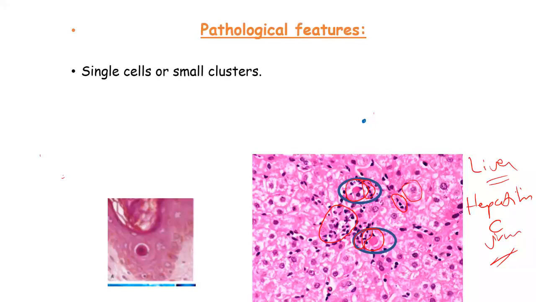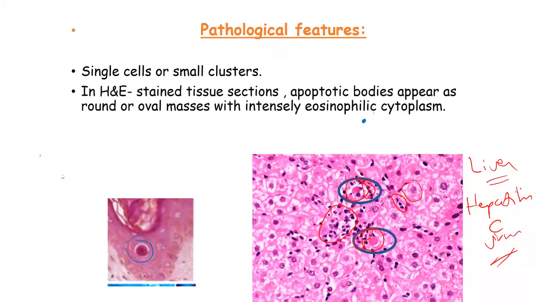You can find here a single cell, and again here in the case of skin, as you remember, a rapidly proliferating population, we have a single cell here. So it affects single cells like that, or very small clusters, not big clusters as in the case of necrosis. In H&E stained tissue sections, apoptotic bodies appear as round or oval masses with intensely eosinophilic cytoplasm like that. This is one, and this is another one.